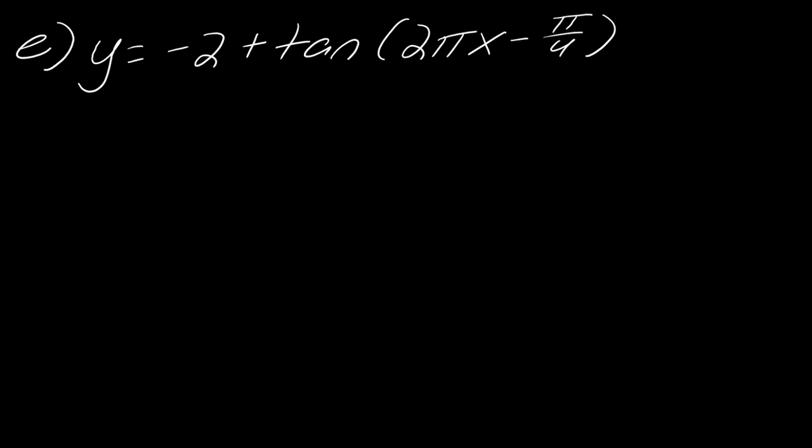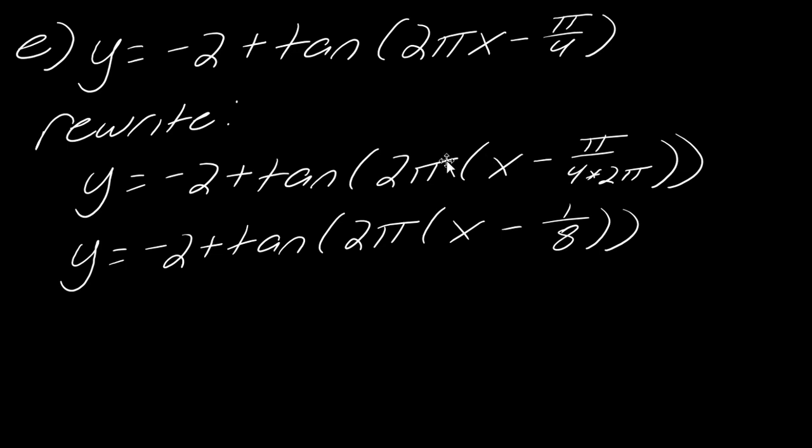Okay, so if I factor this, notice I'm going to factor out 2 pi, and I want to make it really clear what I'm doing. So I factor out 2 pi. I'm going to multiply the denominator of this fraction by 2 pi and see what I get. So this simplifies to what you see here, 2 pi times x minus pi over 8, sorry. Okay, so once I have this form, it makes everything else simpler.